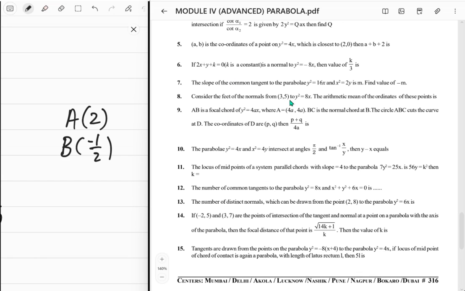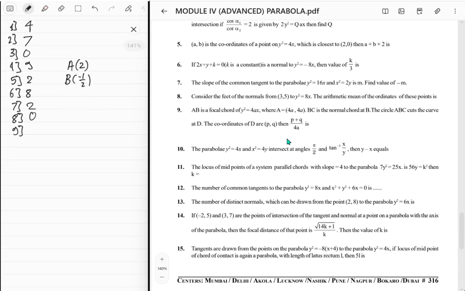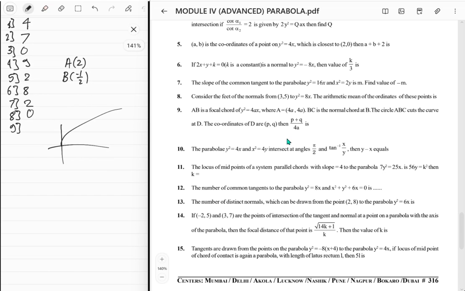Okay, you got this circle and that cuts this curve at, wait, what? At D. The coordinates of D are, this is weird. Oh wait, isn't this like, it's a special case of conormal chord.